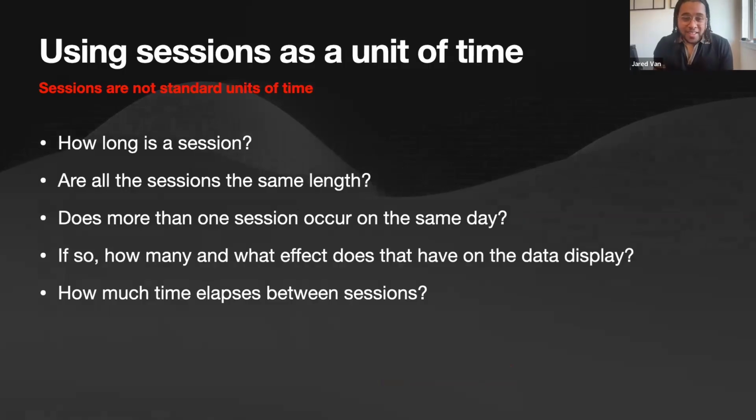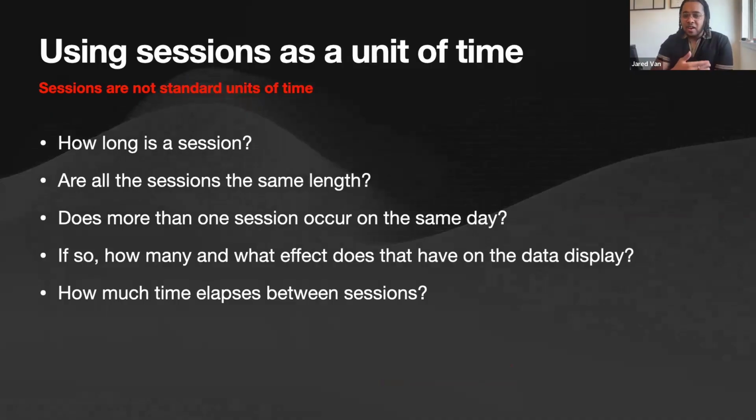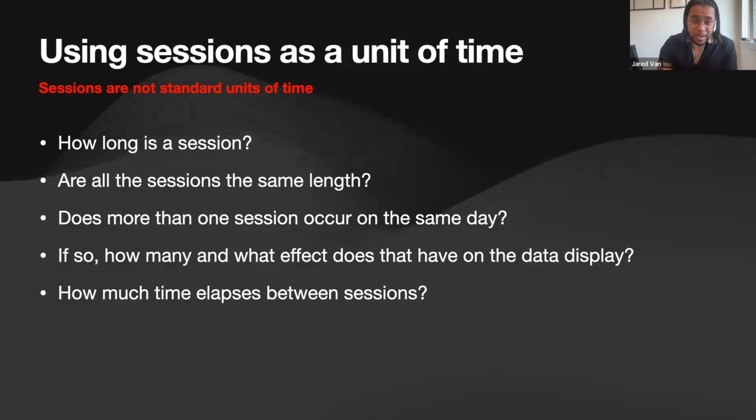Now, sessions are not a standard unit of time. For instance, you have to ask, how long is a session? Every time you look at all the posters and poster sessions, look at that x-axis and ask, how can they accurately and reliably compare the effects of their intervention with others when session is such an ambiguous and unknown unit of time? For instance, are all the sessions the same length? Does more than one session occur on the same day? And if so, how many and what effect does that have on the data display? And how much time elapses between each session?